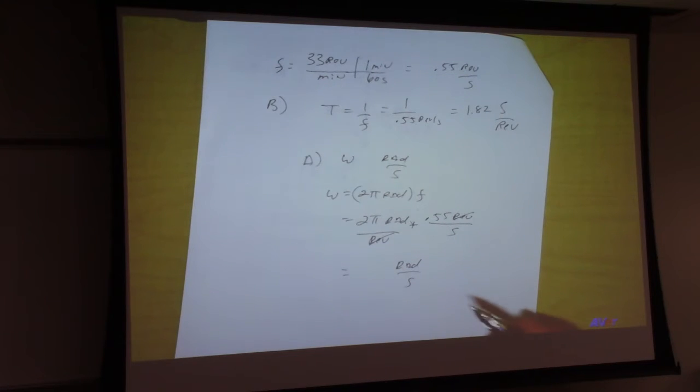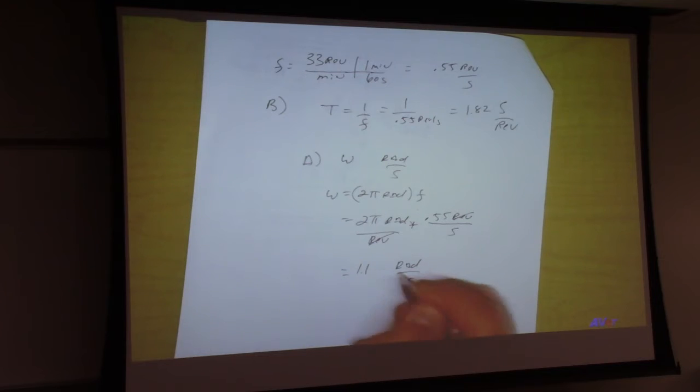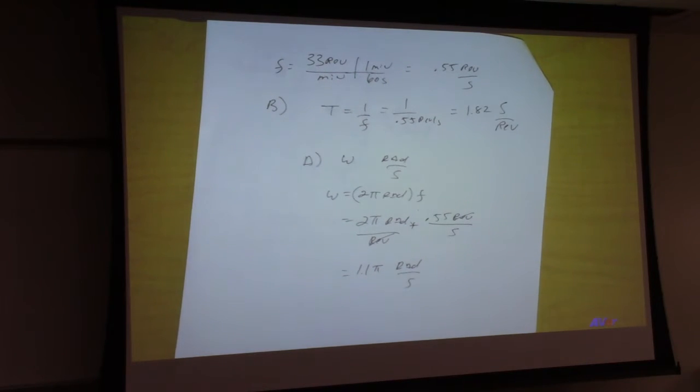1.1 pi maybe, or something like that, times 2. Let's just do it. Yep, 1.1 pi radians per second. And I just didn't want to multiply it out. You can multiply the pi out if you want to. I just did 2 times 0.55, and then still have the pi laying around there. Okay, good.